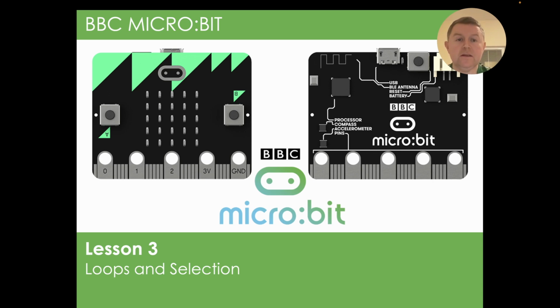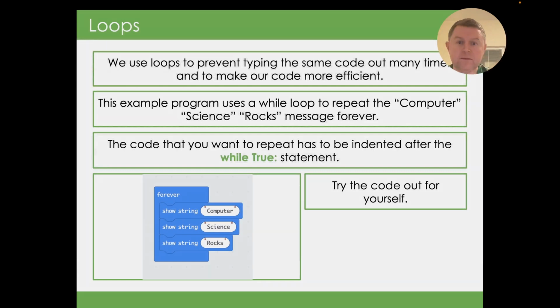Okay. So what do we want to look at? Here we've got some code, and you can see it says forever. This is a loop, and this means that forever these three pieces of code will repeat. So it's like a while true statement, as we say in programming terms. I want to try this code for ourselves.